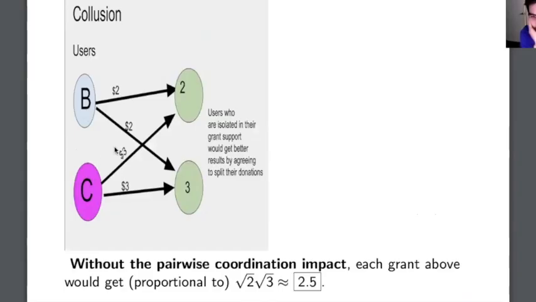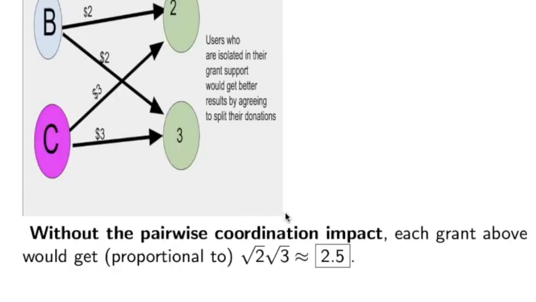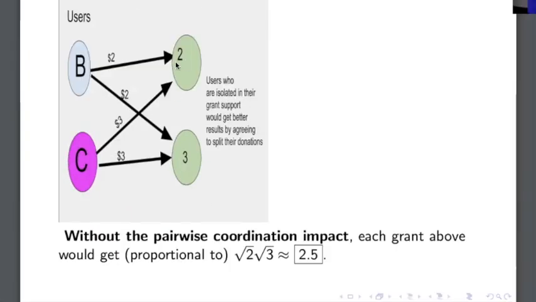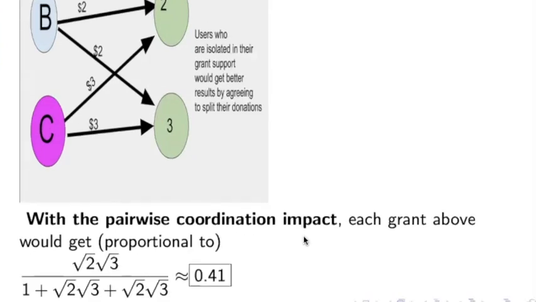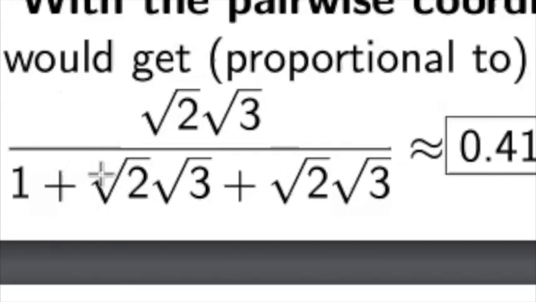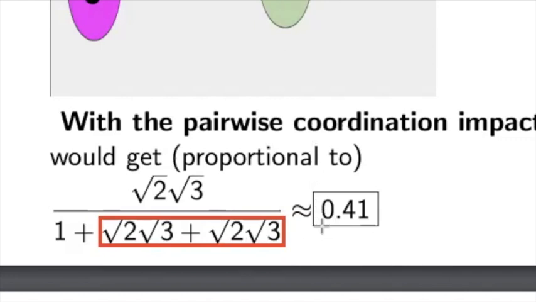It doesn't eliminate it. B and C can still work together, but if B and C only give to the same project, then they're going to see their donation weights lowered. Without this pairwise coordination impact, each of these grants would get a score of 2.5 if you do the calculation. With the pairwise coordination impact, when you calculate through here, and you can see this inner product in the bottom, each grant would get a score of 0.41. So it does significantly lower the donations of colluders. If colluders are trying to affect a single grant, this is going to place a bound on how much money they can extract through collusion.